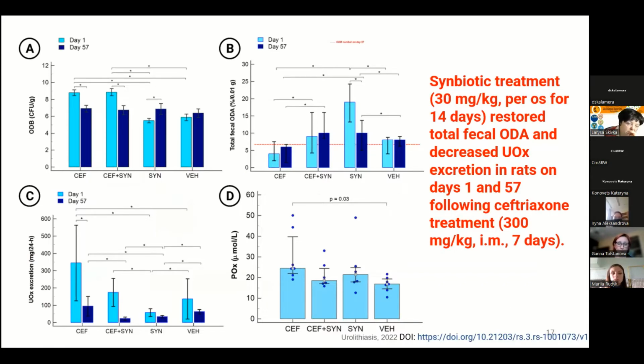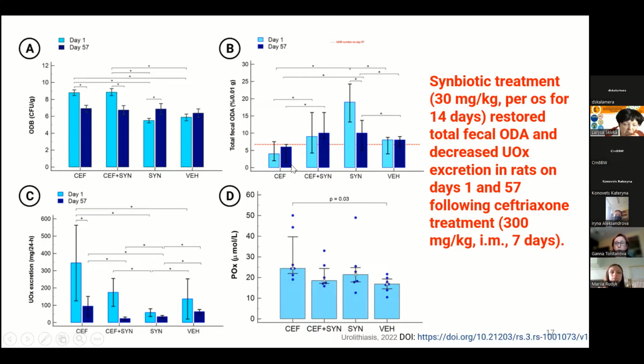And here you can see the results. I like them very much, and they were recently published in Urolithiasis, with very mild changes. As you can see here, in comparison to vehicle, ceftriaxone, as I mentioned before, increased the number of oxalate-degrading bacteria. The same we observed for the ceftriaxone plus symbiotic treated group.